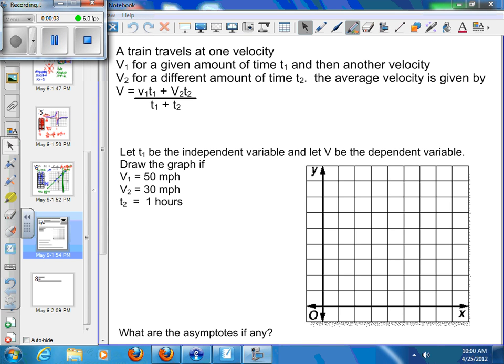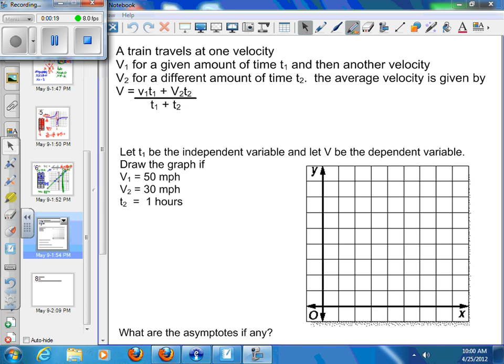This is section 9.3. This is the last example. It's kind of a word problem. It gets you more into the physics area of where we use our Algebra 2 skills. So we're going to have a train, and it's going to travel at one velocity, and then it's going to change velocities and continue on.